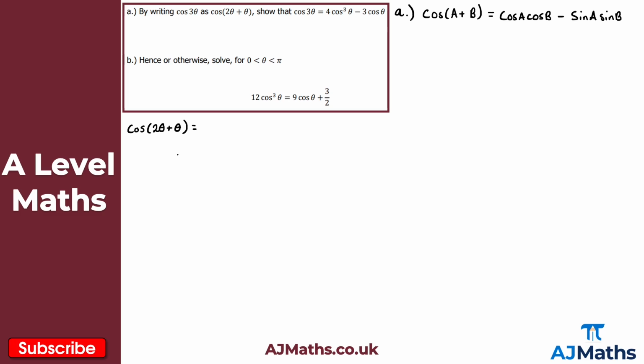Okay, so in that case, going back to cos of 2 theta plus theta, what we've got here is cos 2 theta times cos theta, minus sine 2 theta times sine theta. Okay, so just using this result here.